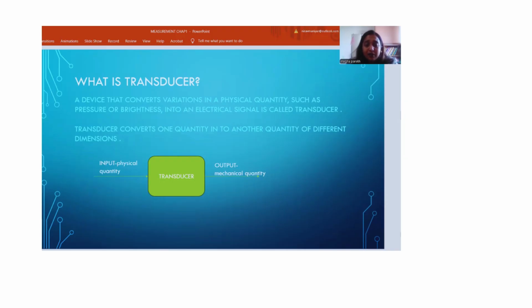Now another important concept is the transducer. What is a transducer? A device that converts variations in a physical quantity, such as pressure or brightness, into an electrical signal is called a transducer. Transducers convert one quantity into another quantity of different dimensions. So simply, in a system, we apply any physical quantity and the output we get is an electrical quantity.